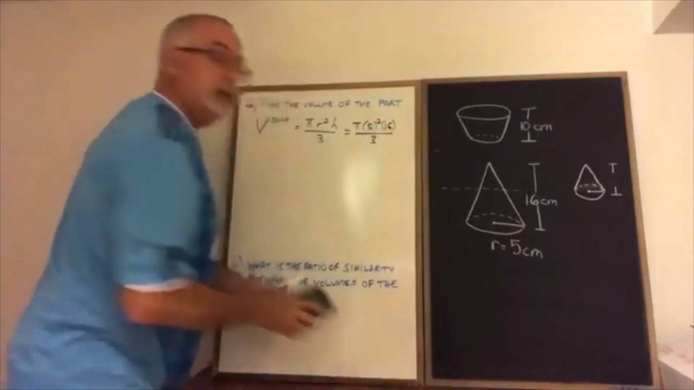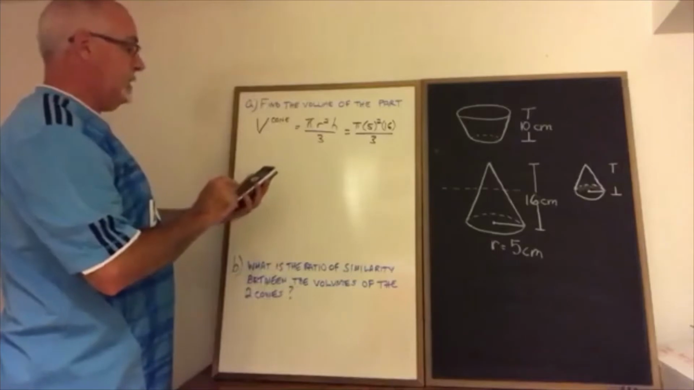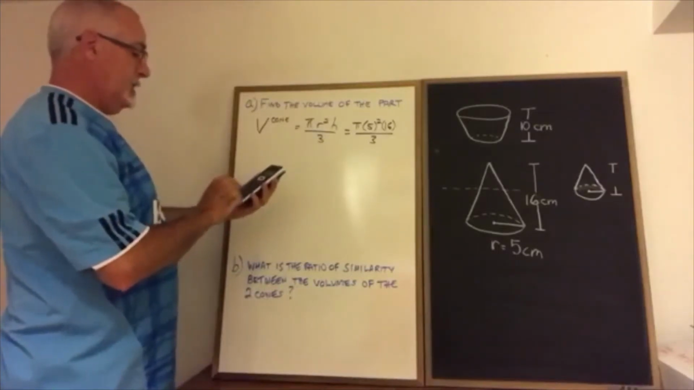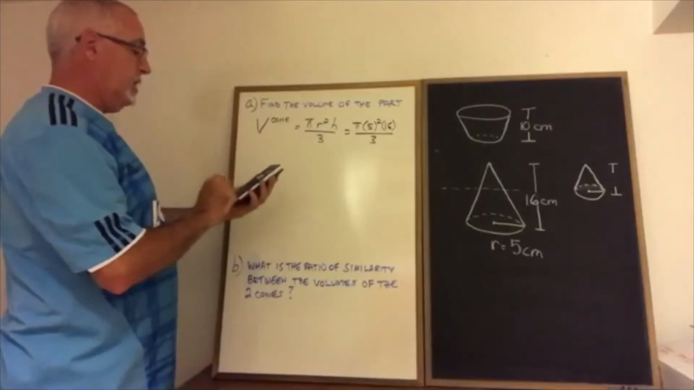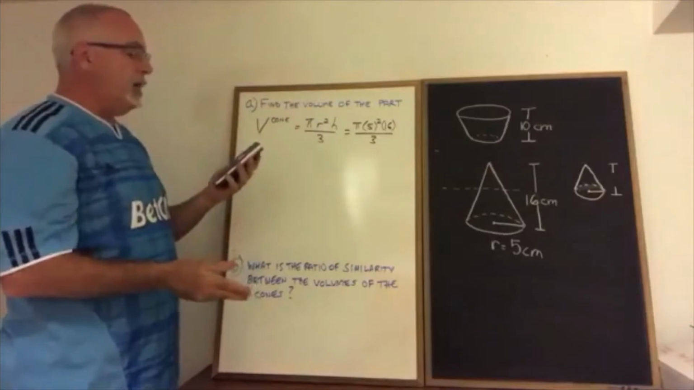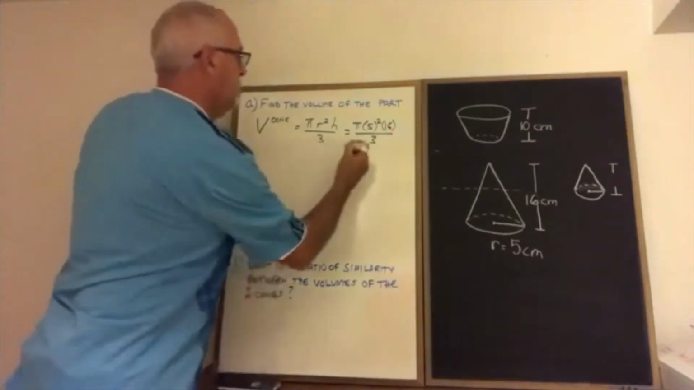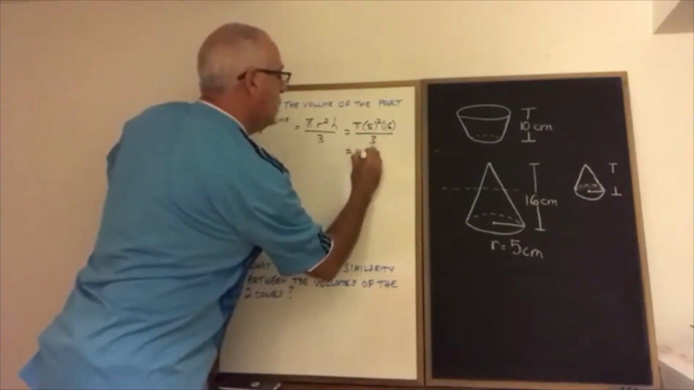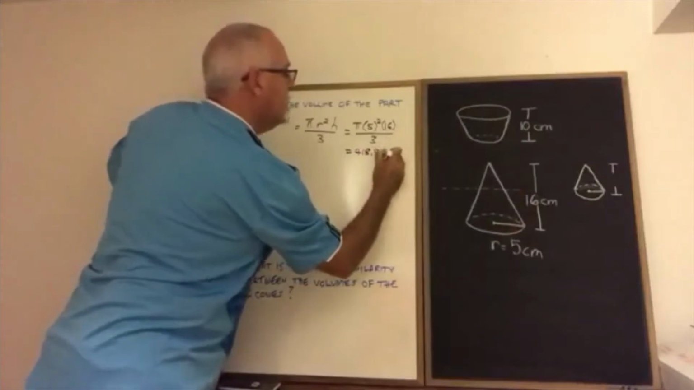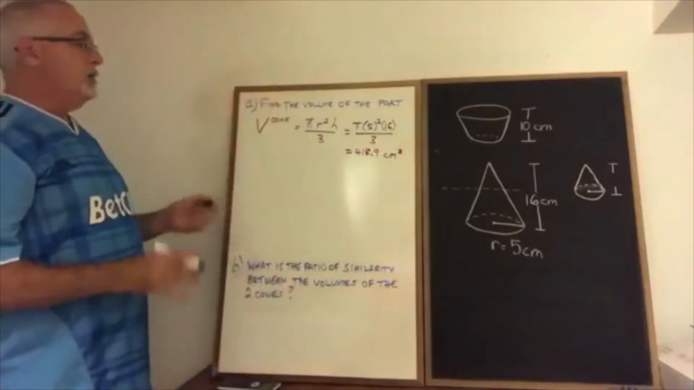I'll solve this quickly with this calculator. Pi times 5 squared times 16 divided by 3 is a number that rounds to 418.9. These measures are centimeters, so this volume is going to be centimeters cubed. I have started solving my problem, but I have more steps to do.